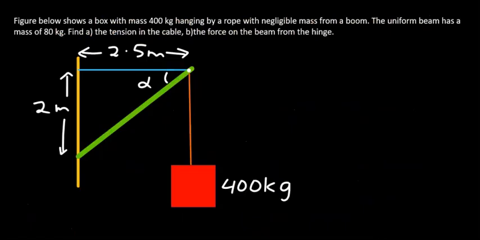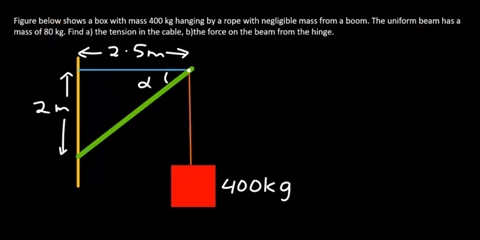As an example, let's look at the following problem. Figure below shows a box, the mass of which is 400 kg, hanging by a rope, with negligible mass, from a boom. So the boom consists of this uniform hinged beam and a horizontal cable. The uniform beam, the one in green, has a mass of 80 kg. Find the tension in the cable, that is the cable right there, and the force on the beam from the hinge over there.